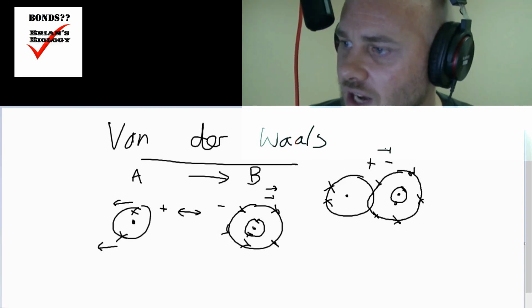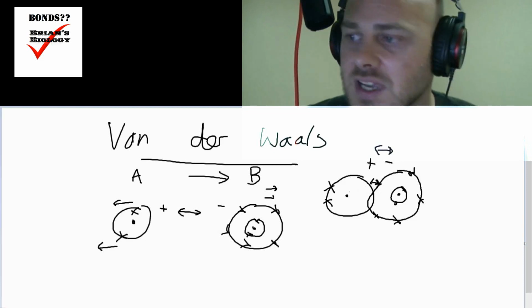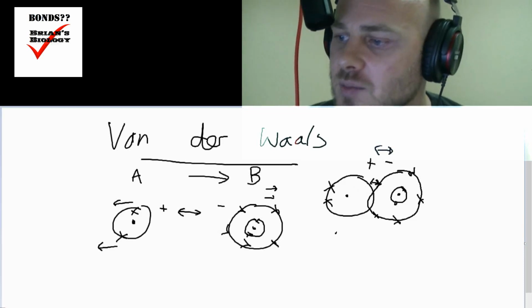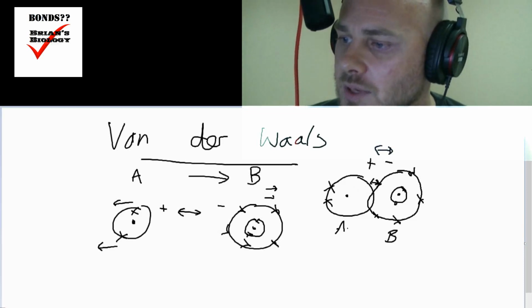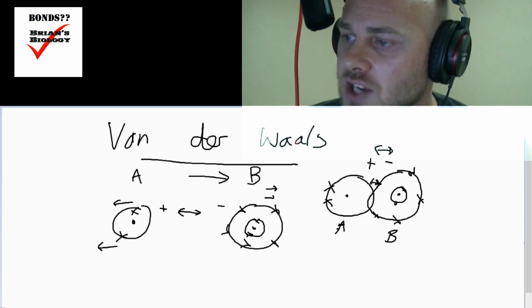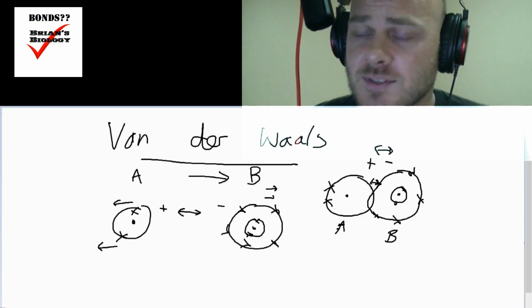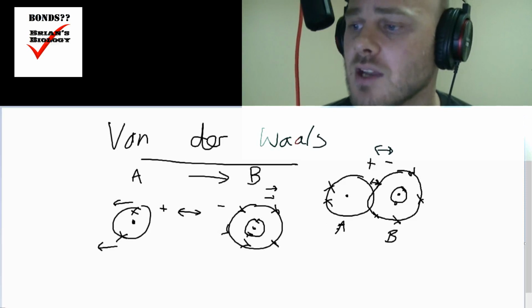So there's a force of attraction between the negative and positive here, but there's also a force of repulsion between these two electron orbitals. And so we'll find this distance in between atom A and atom B. It's a very, very weak interaction. As you can see, it's the balancing of two forces. Now, why is this important in biology?